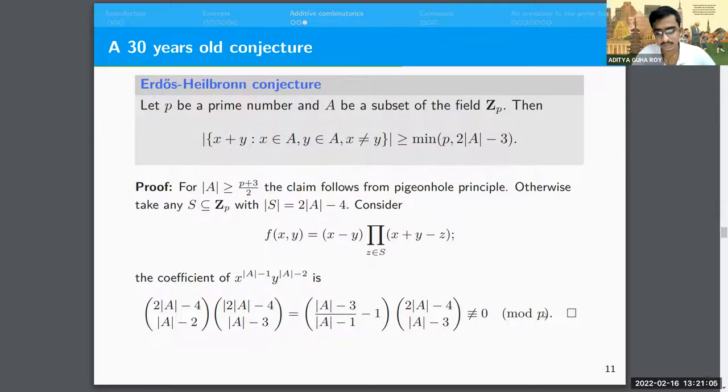It's easy to see that since p is a prime number, and we have assumed cardinality of A to be less than (p plus 3) by 2 in this case, p cannot divide any of these two things. And so we see that their product is not divisible by p because p is a prime. So we get the result that we want.